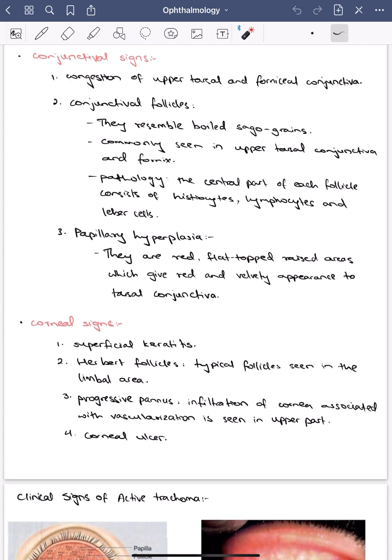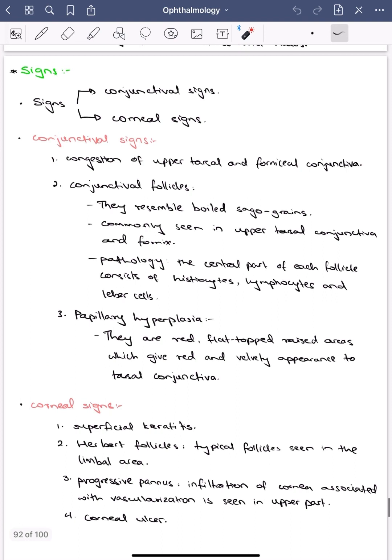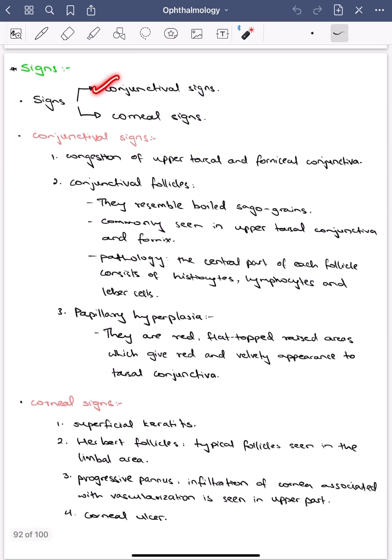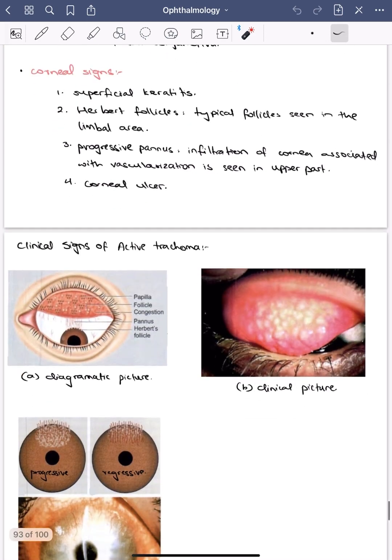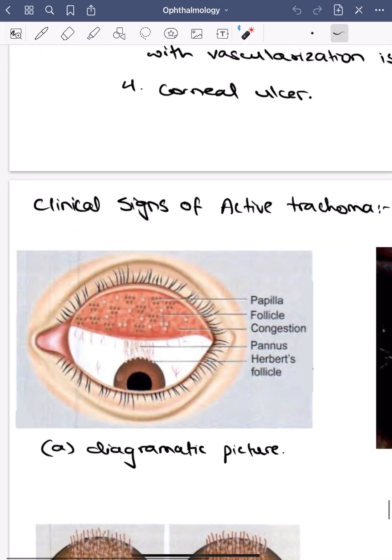Okay, so again we've discussed the symptoms of active trachoma and the signs. The signs can be divided as conjunctival signs and corneal signs. Now, the important conjunctival signs are congestion, conjunctival follicles, and papillary hyperplasia. Now the important corneal signs are Herbert follicles and progressive pannus, and along with this we've discussed superficial keratitis and corneal ulcer.